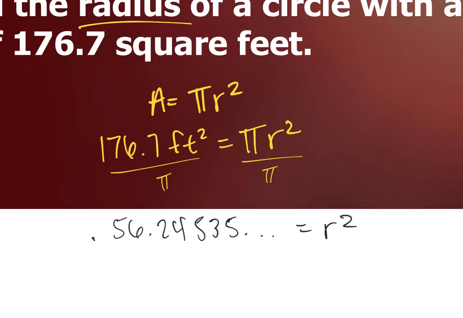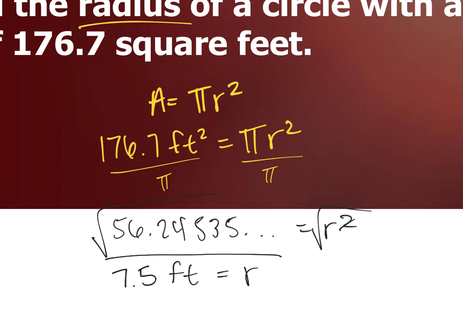So when we take the square root of that 56 number, we're gonna get 7.5 feet as my radius. And you technically get like 7.499690453, but again, we round to the nearest tenth.